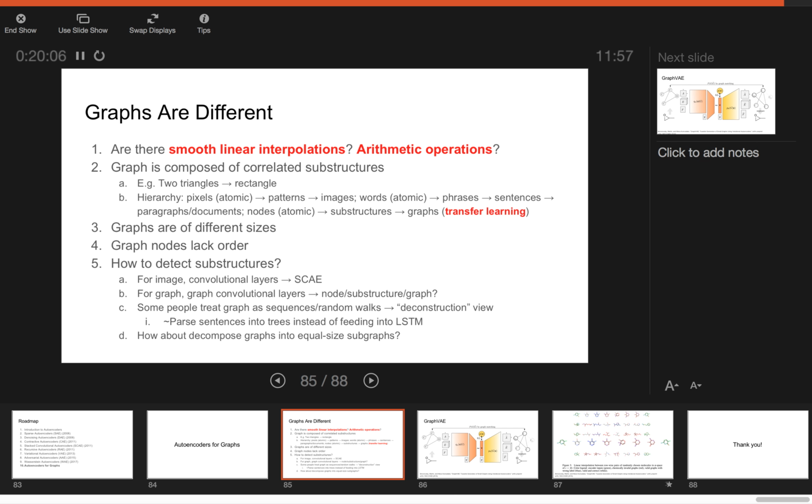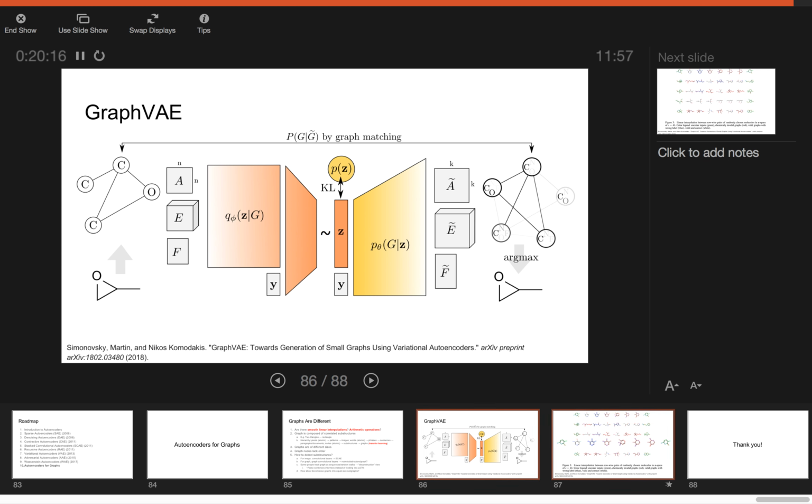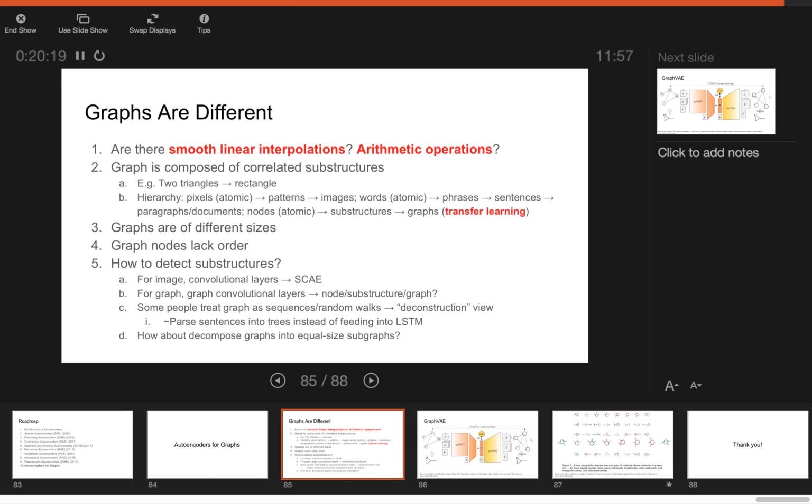And how to detect substructures? For images, we can use CNN. When I have a convolutional autoencoder, we saw before. For graphs, we can use graph convolutional layers. That's what this paper does. They use graph convolutional networks. Some people treat graphs as sequences and random blocks. Philosophically, they use the deconstruction view. They break down the graph into different substructures. It's similar to parsing sentences into trees rather than feeding the sentence directly. But this is a valid philosophical point of view. Decompose the graph into substructures. For example, a sequence. For example, equal size subgraphs. Maybe for each graph we decompose into a bunch of 3-node graphs, and feed them into some detection, some neural networks. Those are just possible directions that we can explore.